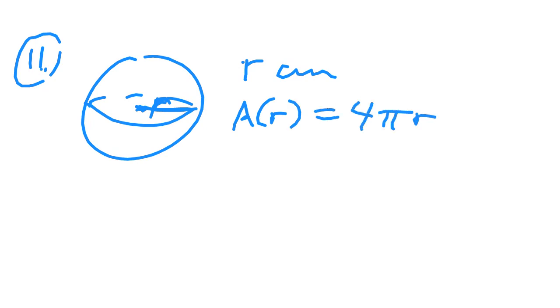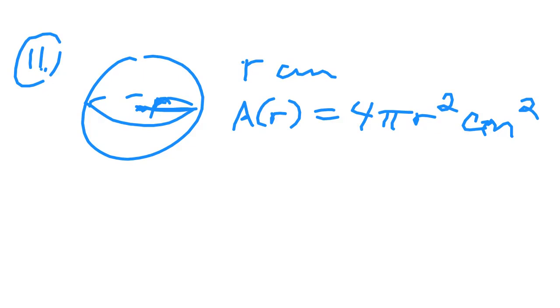It says that we have r centimeters, the radius of the sphere. And A of r is the surface area, so the surface area of a sphere is 4 pi r squared square centimeters. Now, where does that come from? That comes from calculus. We can potentially prove that later in the course.